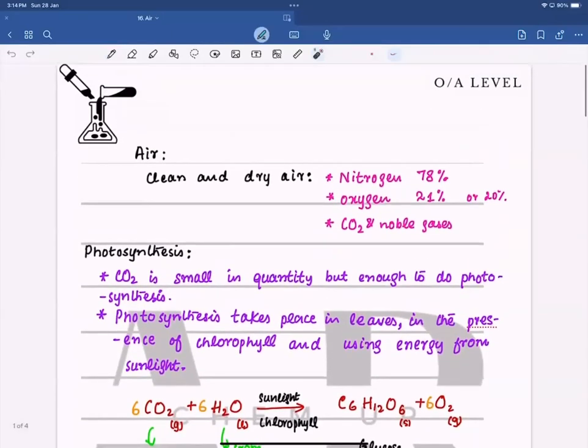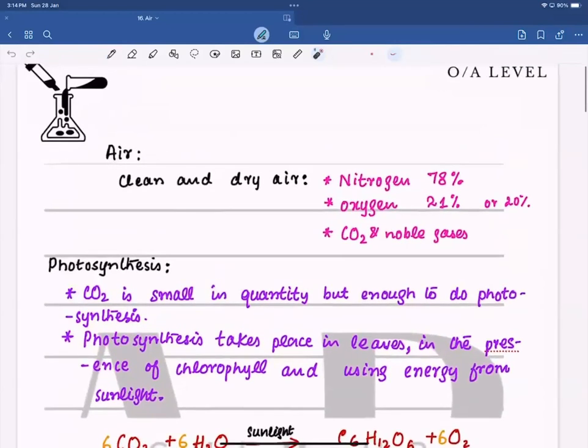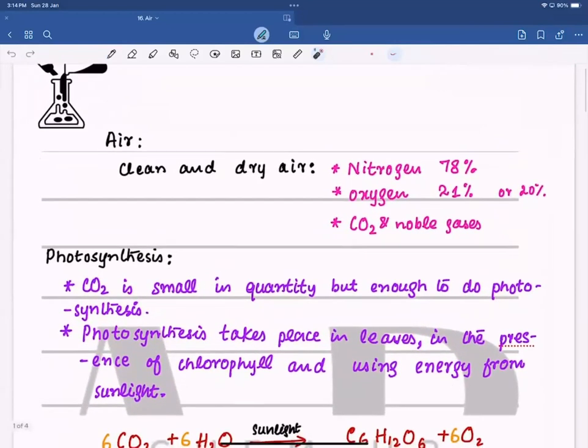Okay, so we are going to start with environmental chemistry, which is air and water. Air makes up our atmosphere, right? If we talk about clean and dry air, it has three major components in it. The most abundant gas present in the air is nitrogen, that is 78%.